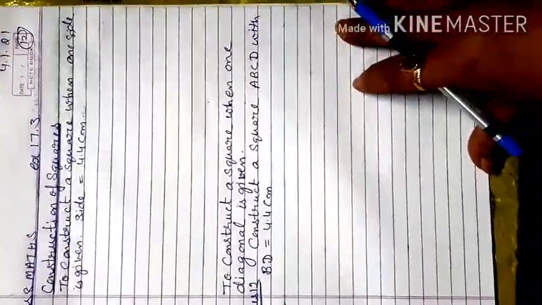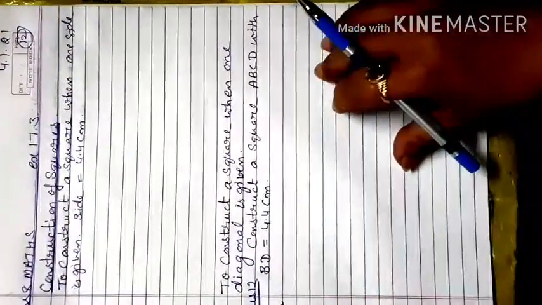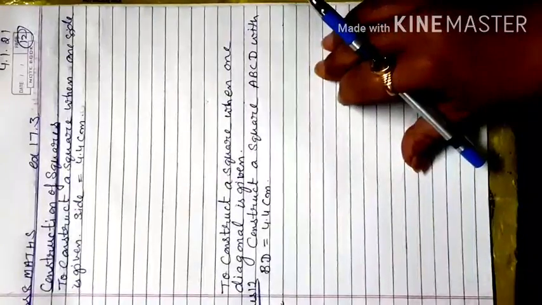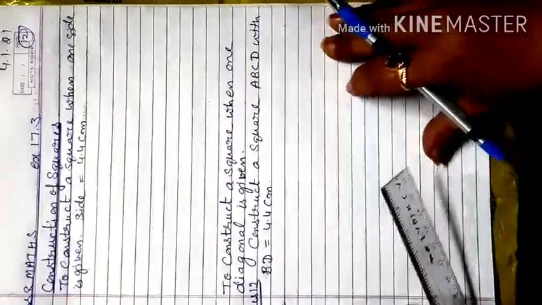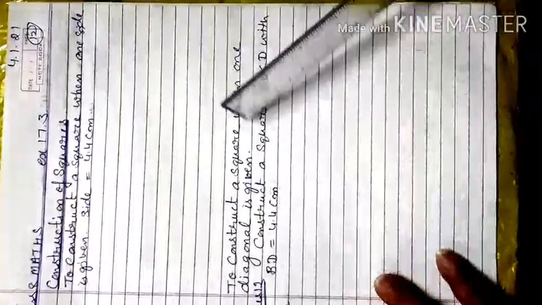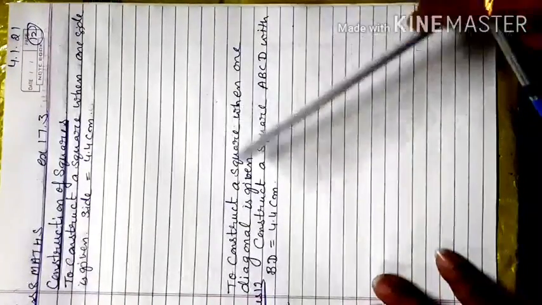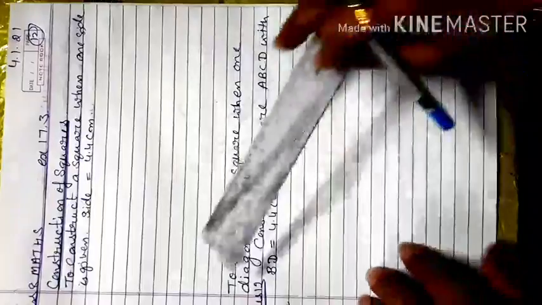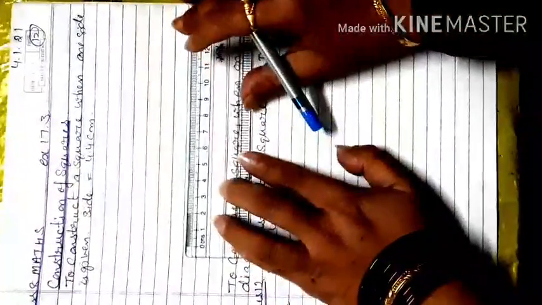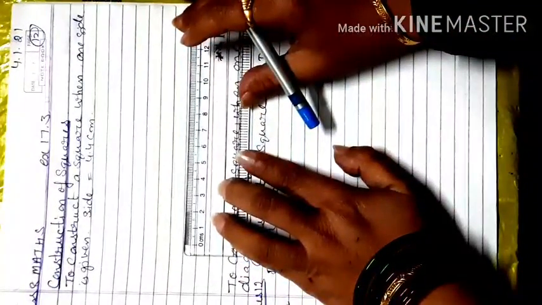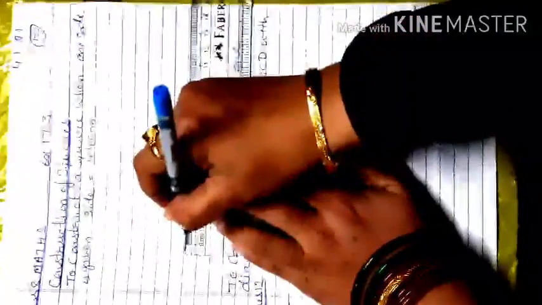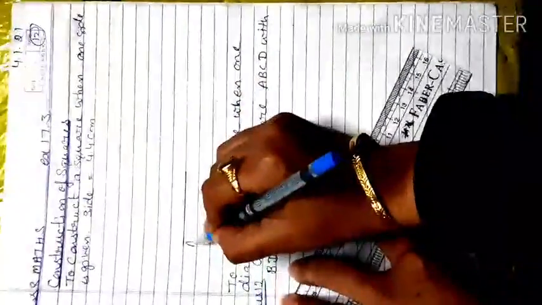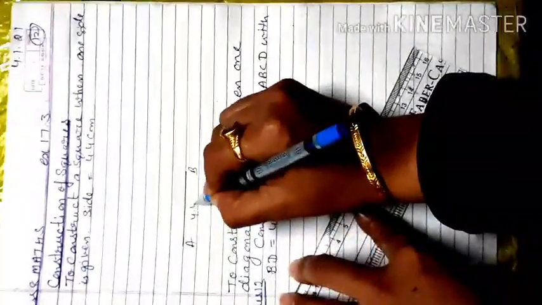Now next is construction of the square. How will you construct a square when one side is given? In a square also, the angle at every corner is 90 degree. So if one side is given as 4.4 centimeter, what you will do is first draw a side of 4.4 centimeter from the scale. We mark it as EB, 4.4 centimeter.